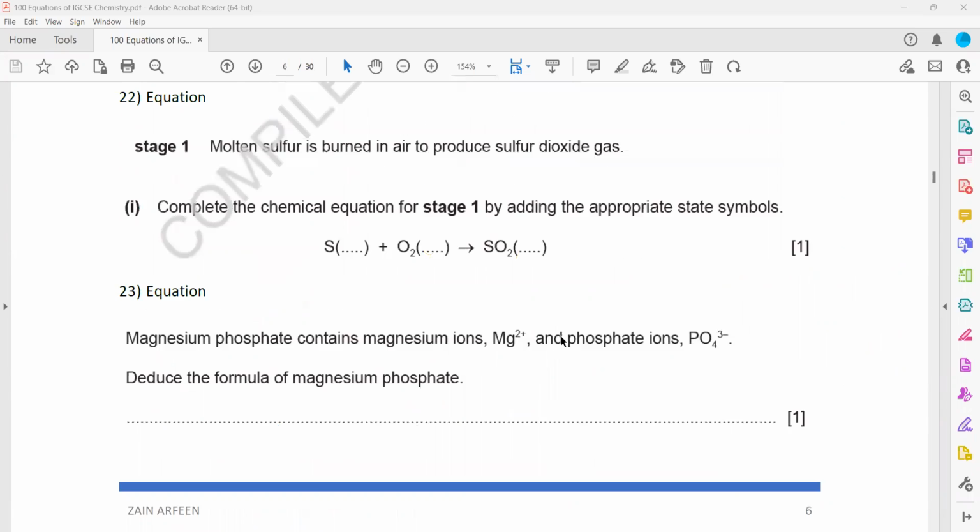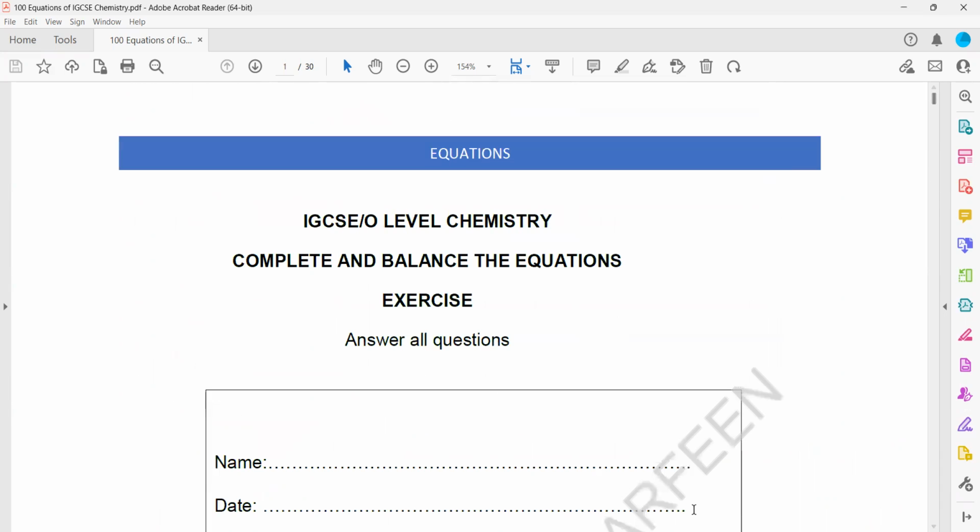So this was from page 4 to 6. Next session we'll do more from this.